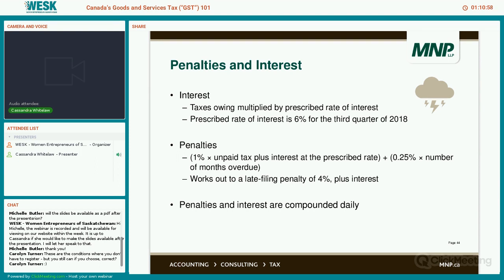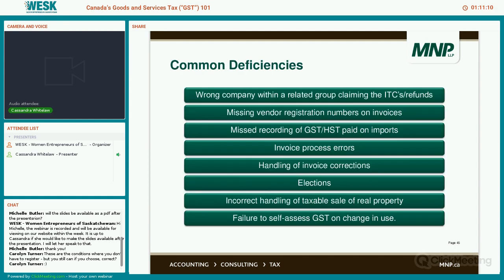There's also penalties, and the formula for penalties basically works out to a late filing penalty of 4% of the taxes owing plus any interest. The other thing to keep in mind is that penalties and interest are compounded daily, so they can add up fairly quickly.